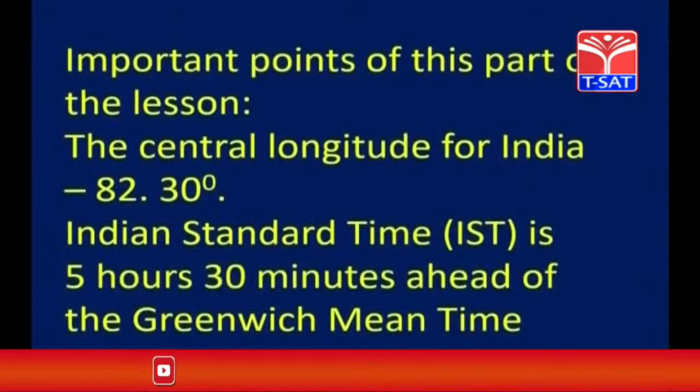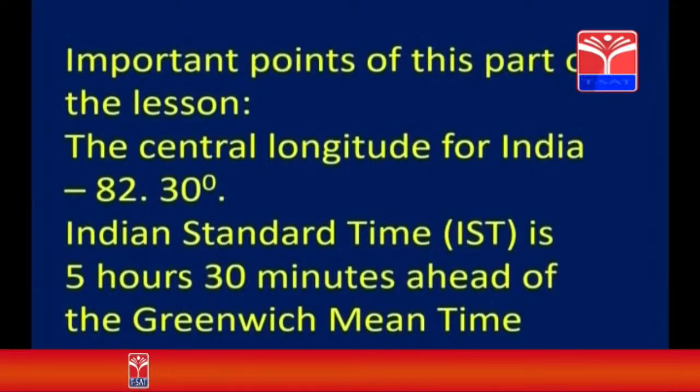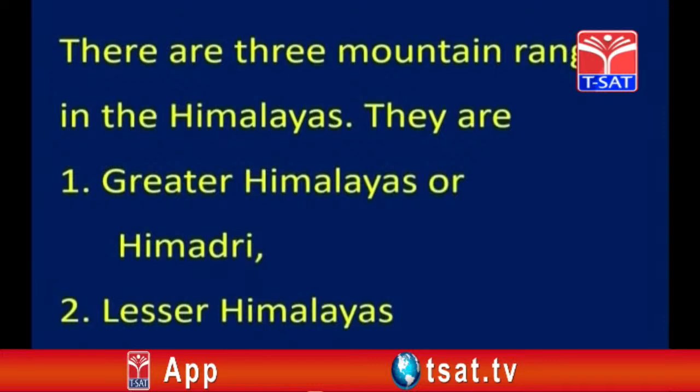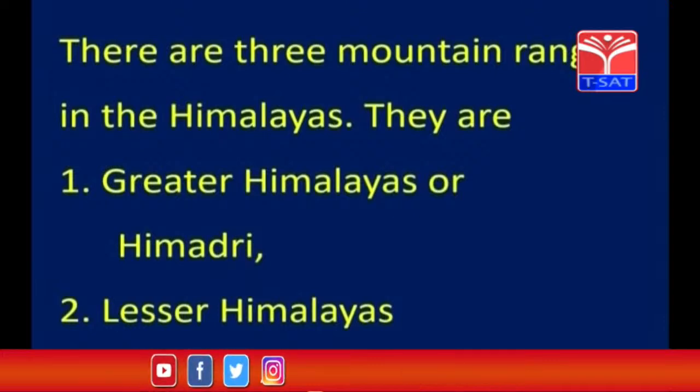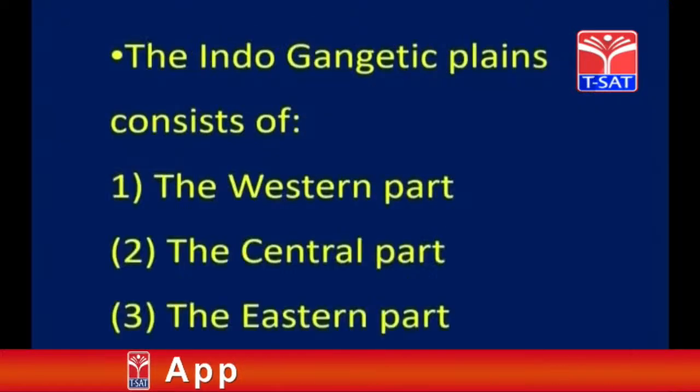Now let us see some of the important points we have covered. The central longitude is 82.5 degrees eastern longitude. That is 5.5 hours ahead of Greenwich Mean Time, and the Himalayas are divided into three categories: Greater Himalayas, Lesser Himalayas and Sivaliks. And the Indo-Gangetic Plain consists of the western part, central part and the eastern part.